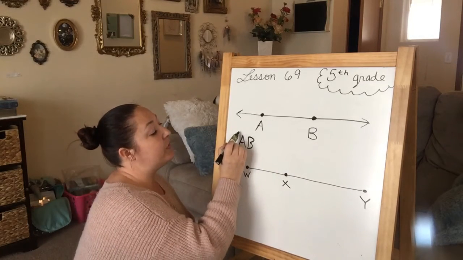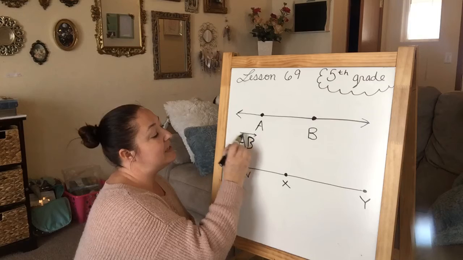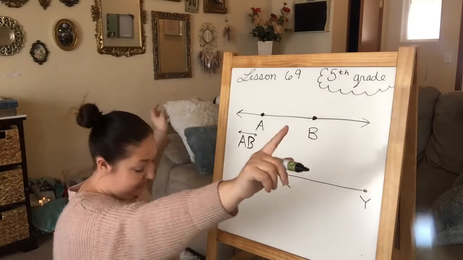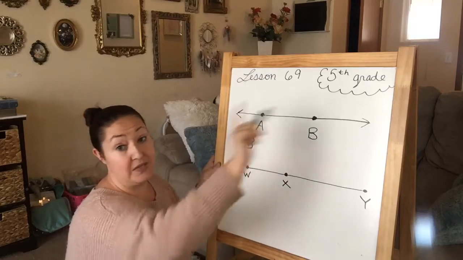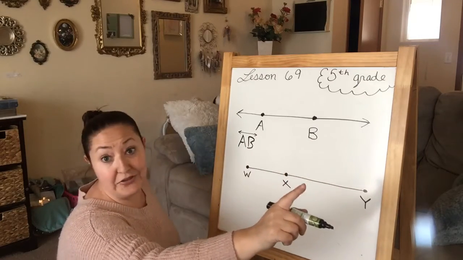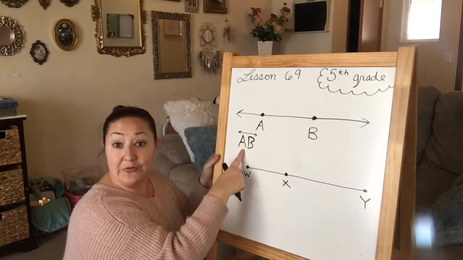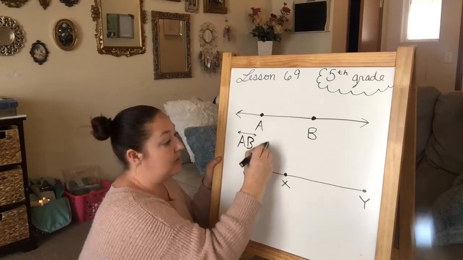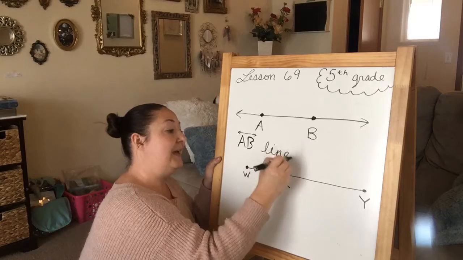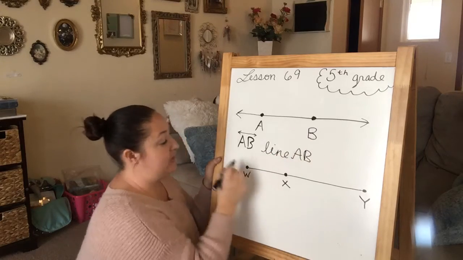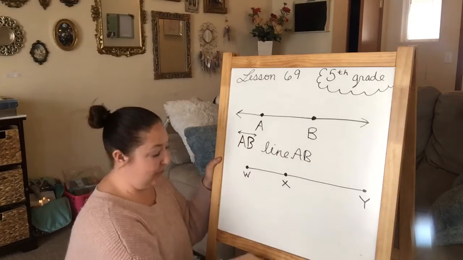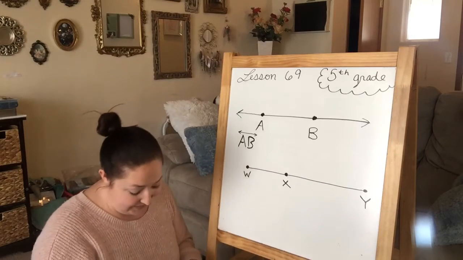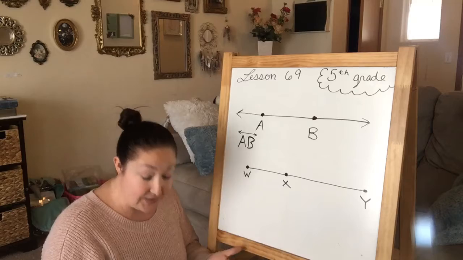And the little symbol that goes above is exactly the 2 arrows that go infinite, right? Because a line goes infinite in one direction and infinite in the other direction. So this is the symbol for when you want to say line AB. You just draw the little arrow instead of saying line AB. You could just say AB line, and you're done. Little shortcut.